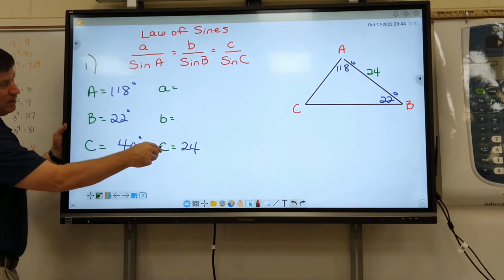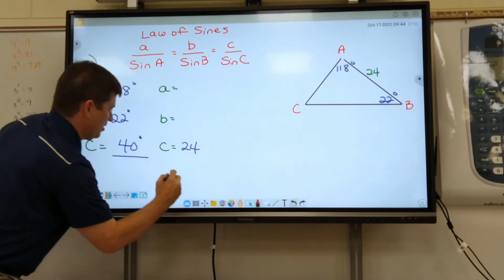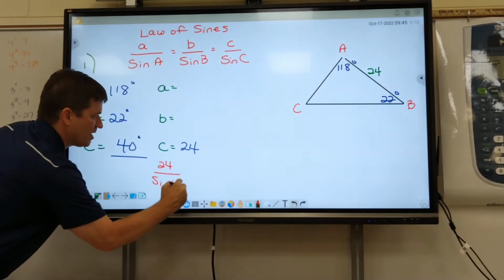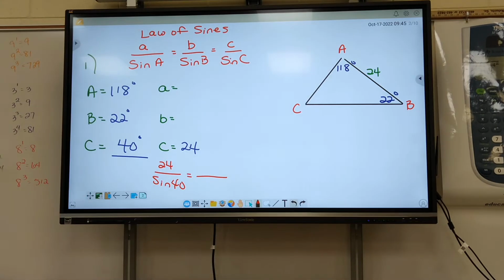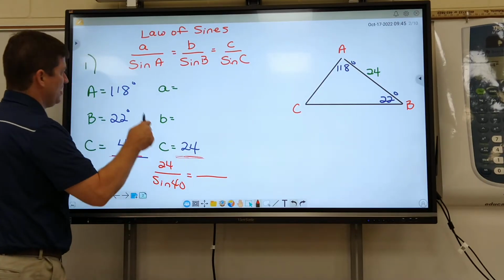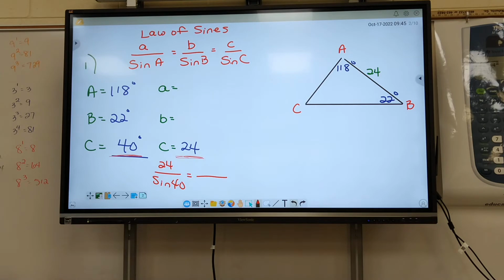All right? Little c, it says, goes on top. So look, you've got to write, let me write it down here. 24 on top over sine of 40. That's how we're going to start it out. Any question about how we're starting? Why we have to start with C? Hannah, you understand that? We've got to start with C, Hannah, because look, that's the only one that's got both answers. A doesn't, B doesn't, so you got to start with C. You always start with the one that's got both answers given.